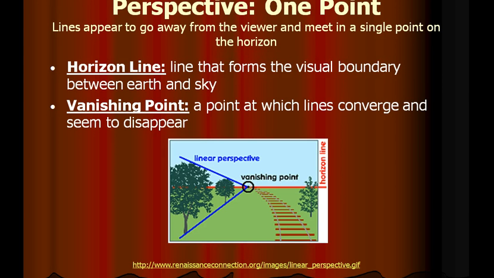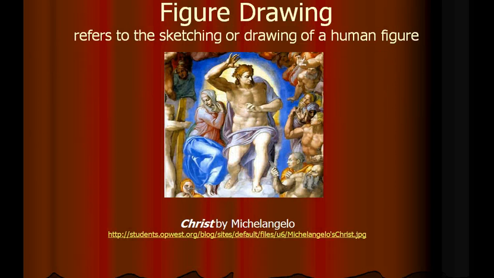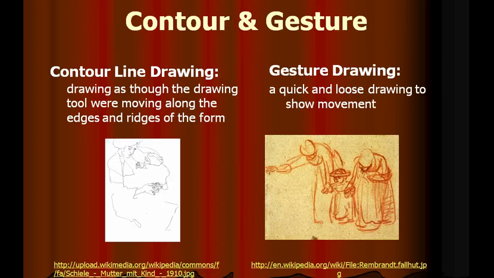Perspective, 1 point. Lines appear to go away from the viewer and meet in a single point on the horizon. The horizon line is the line that forms the visual boundary between the earth and the sky. The vanishing point is the point at which the lines converge and seem to disappear. Figure drawing refers to the sketching or drawing of the human figure.